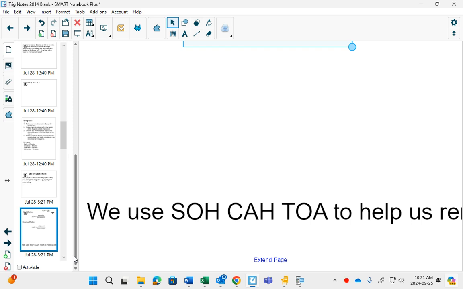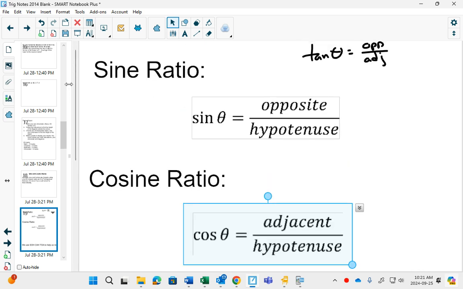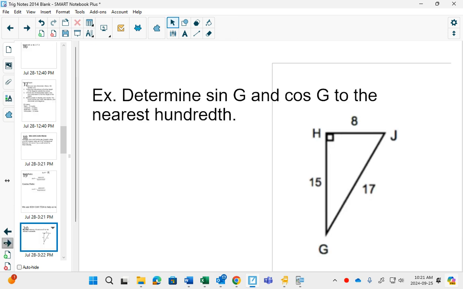So it's just a way for us to remember the definitions. The definition of sine is that sine of an angle is always the opposite side divided by the hypotenuse. Cosine of an angle is always the adjacent side divided by the hypotenuse.